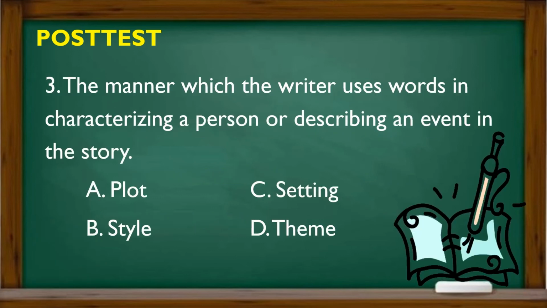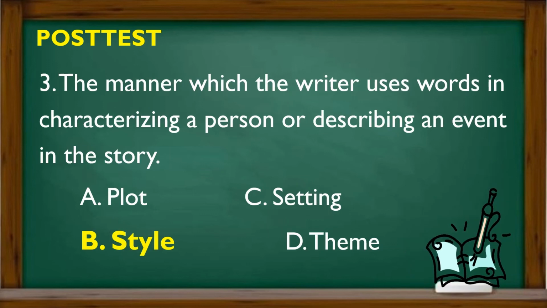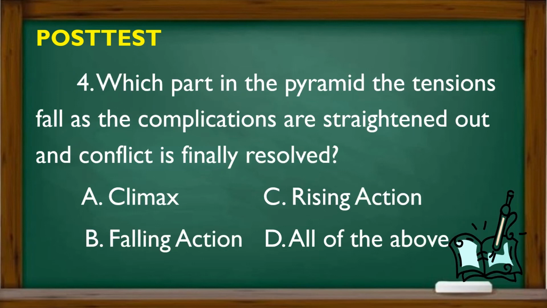Number 3. The manner which the writer uses words in characterizing a person or describing an event in the story. A. Plot, B. Style, C. Setting, D. Theme. The answer for number 3 is letter B. It is style.